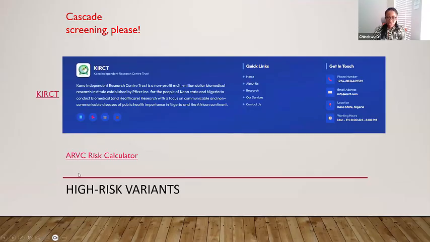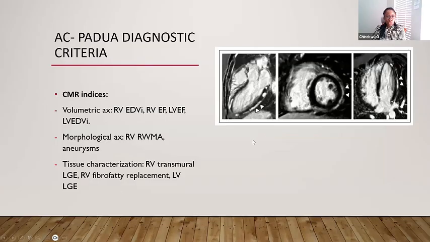There is an ARVC risk calculator. ARVC risk is actually very dependent on what the right ventricle looks like and how many arrhythmias they are having, which is why the 24-hour Holter, how many PVCs they are having in a 24-hour period, is a central part of this risk calculator. So LGE contributes, but to be honest, it's the arrhythmia that drives the sudden cardiac death, and the genes.